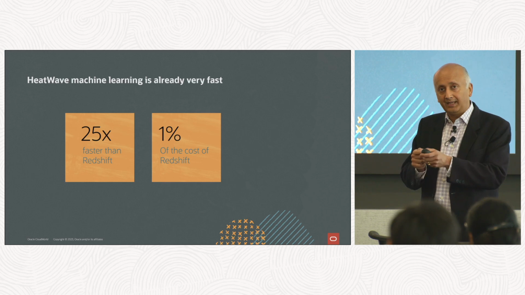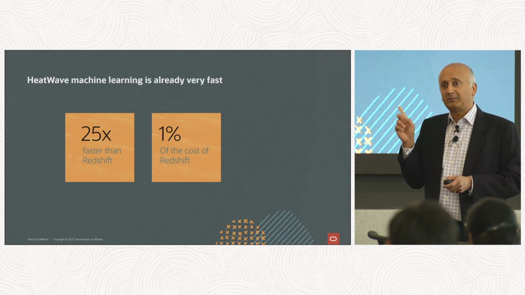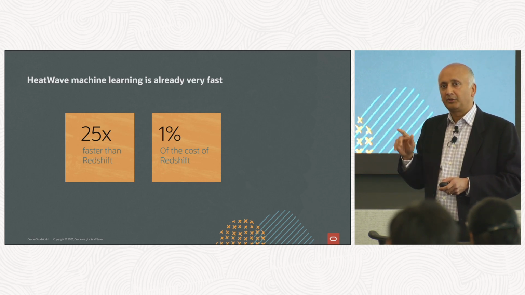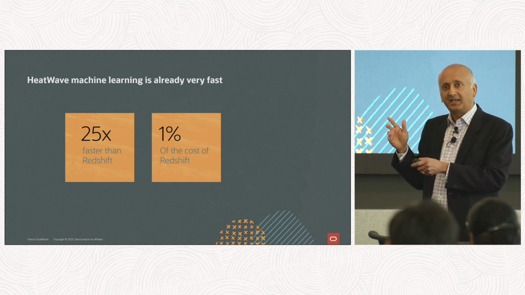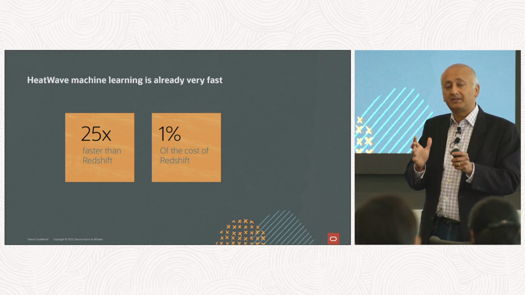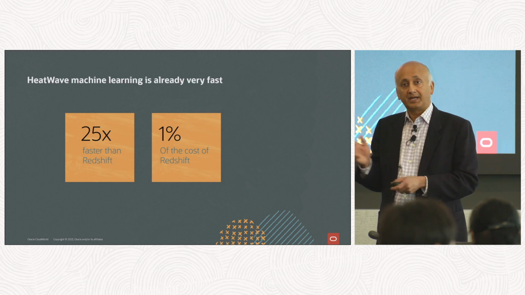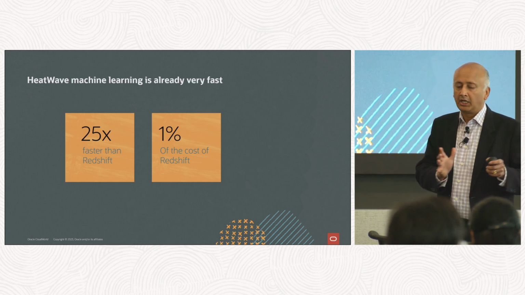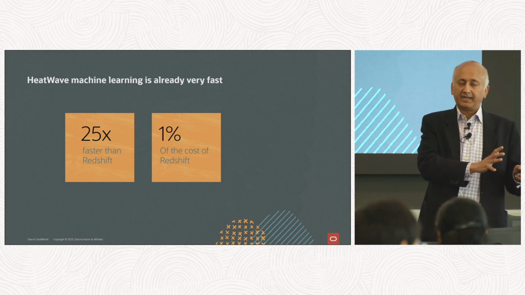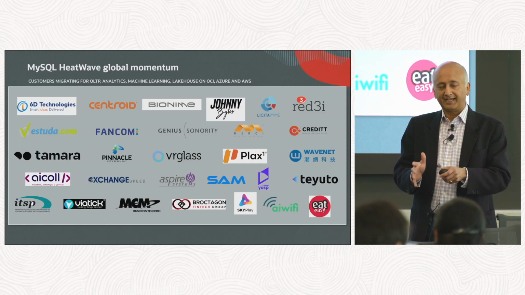So in-database, fully automated, with explanations, 25 times faster, and in terms of the cost, there is no additional cost for machine learning. The only reason I'm putting 1% is because 0% would look silly. And this is a scenario where if a customer provisions HeatWave only to run machine learning, then it is 1% of the cost of Redshift. Otherwise, there is no additional cost. So best performance, best price performance for data warehouse, for lakehouse, as well as for machine learning. That's what we currently have.